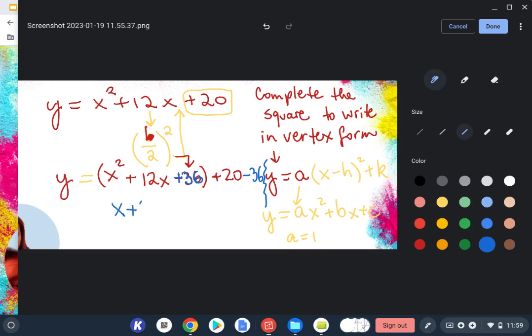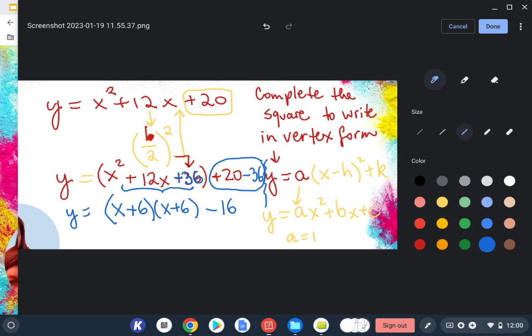x plus 6 times x plus 6 is the factored form of this trinomial. And then, of course, you have minus 16 because these two like terms can come together now. Oh, okay. Why? Oh, there's the why.